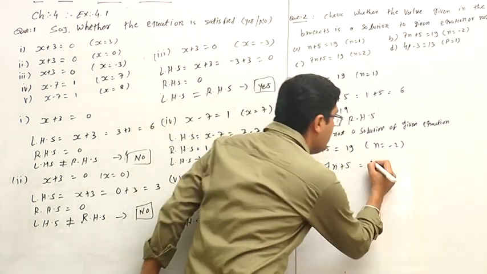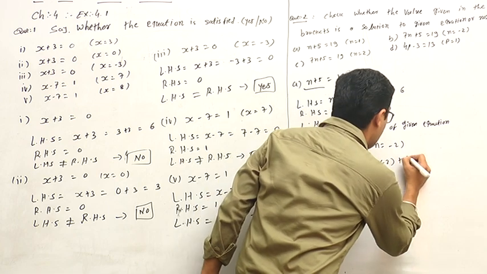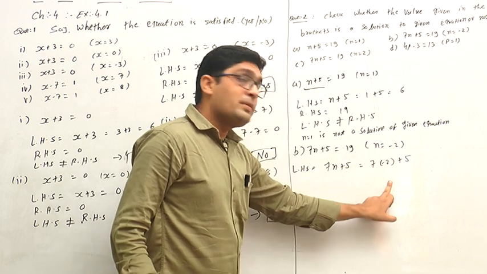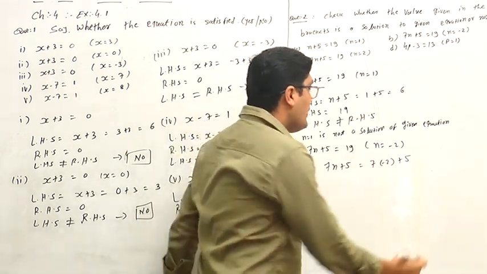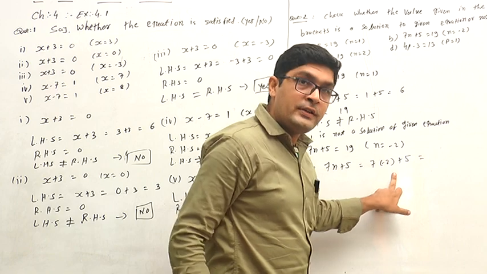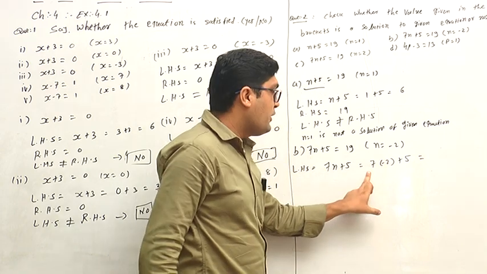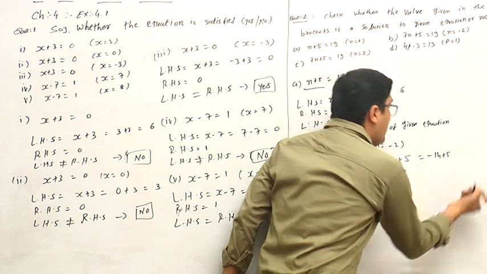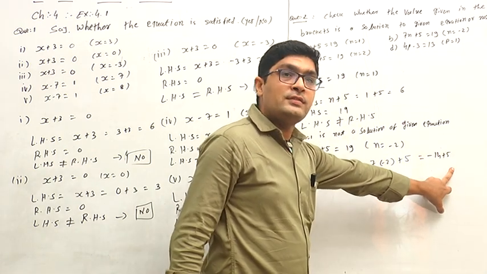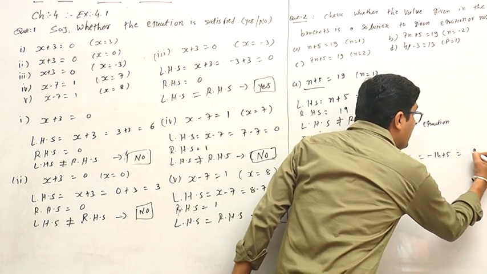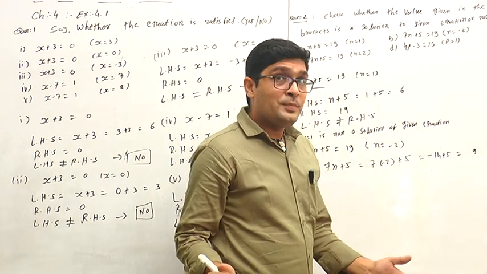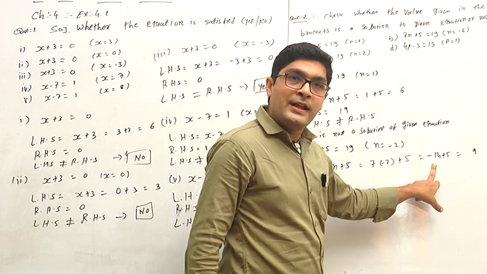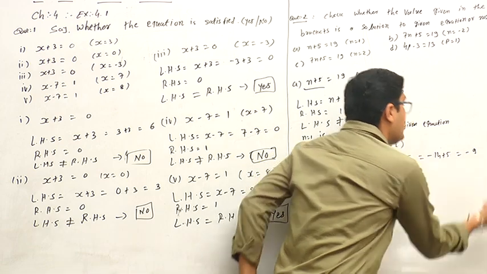7 times minus 2 plus 5. We have just put the value in place of n, so we put minus 2 plus 5. Now what answer will come? 7 twos are 14. But here minus is given. Plus times minus is minus. Minus 14 plus 5. What answer will come here? 9. But is it minus or plus? It is minus. Why? Because the bigger number is the minus. So the answer will be minus 9.